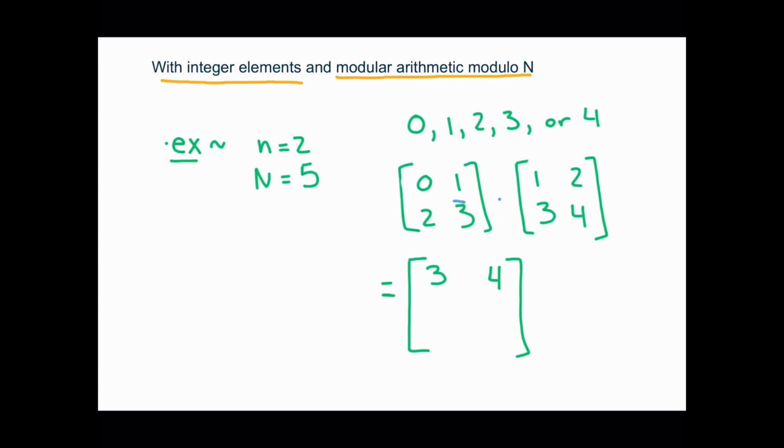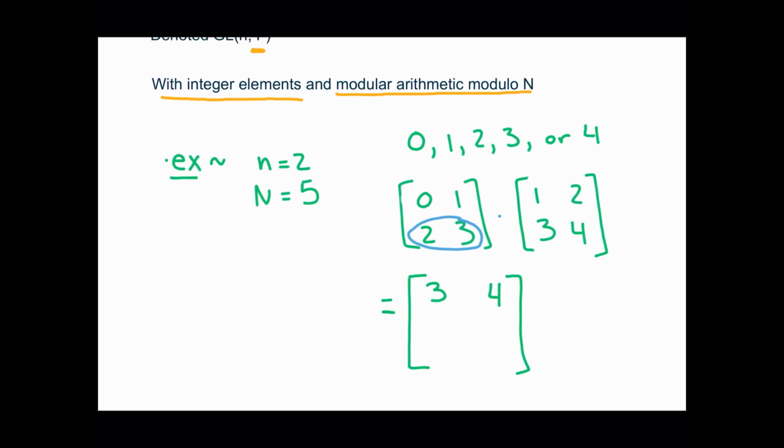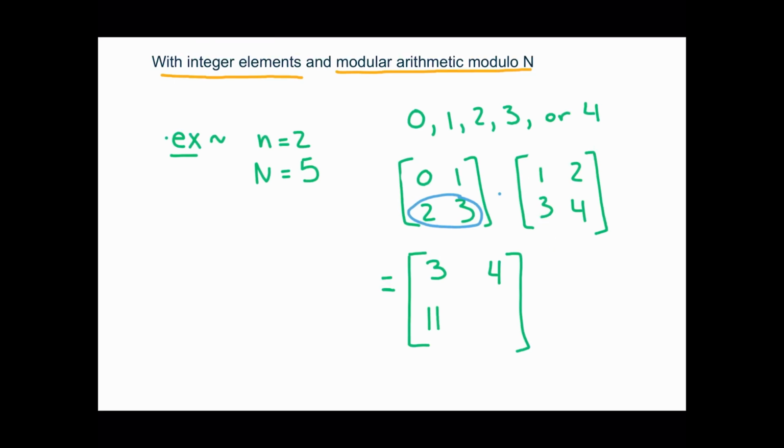Now we'll deal with the second row in the first matrix and the first column. We're going to do 2 times 1 plus 3 times 3, which of course gives us 11. And then we're finally going to work with the second row in the first matrix and the second column in the second matrix. We're going to do 2 times 2 plus 3 times 4, which gives us 16.